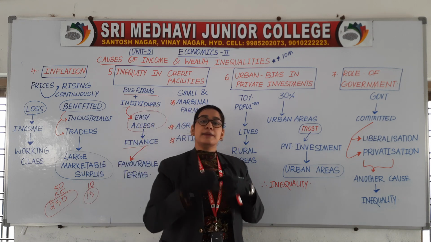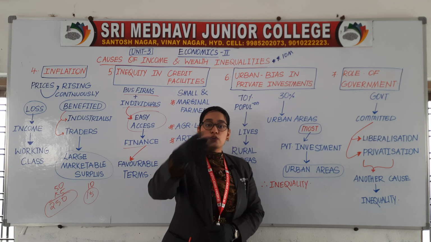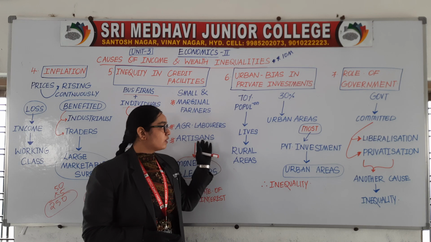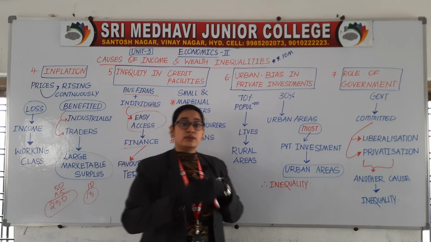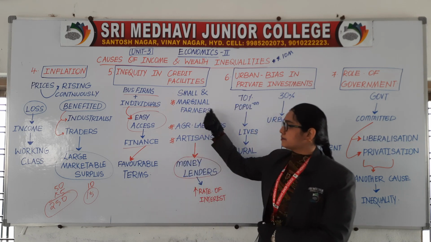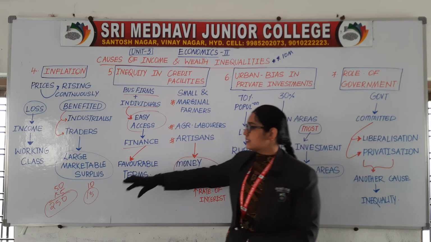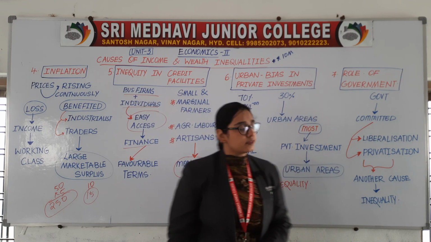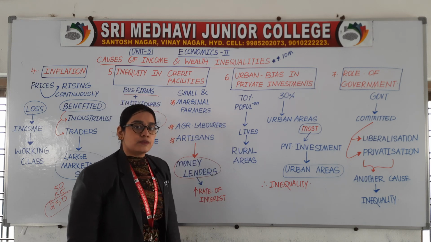Even if I get unlimited money with high rate of interest, if I take 2 lakhs, I need to pay 5 lakhs in return. So how come our poor farmers, how come our agricultural laborers, how come they repay it? They will be coming into debts. Okay. So it is a problem for small and marginal farmers, agricultural laborers and artisans. Hence it is creating inequality in credit facilities. Coming to next point, urban bias in private investment.